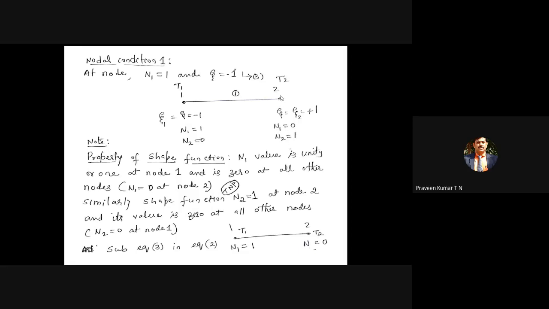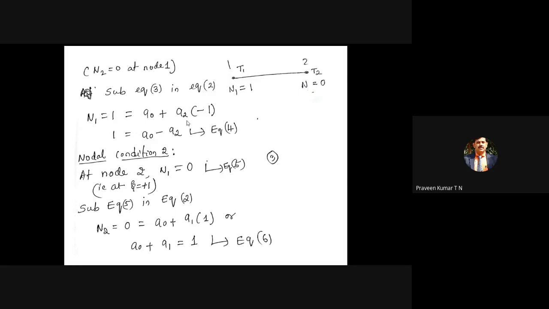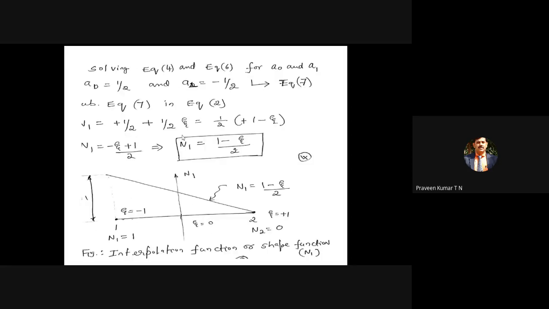There are two boundary conditions to find N2, so two nodal conditions are required. The N2 value is equal to 1 at node 2, and its value is 0 at all other nodes, that is, N2 is equal to 0 at node 1. We have 4 nodal conditions and 4 equations, so those 4 unknowns can be calculated. Now we have N1. How N1 varies within the element is given by this plot. N1 is 1 at node 1, and N1 is 0 at the other node.